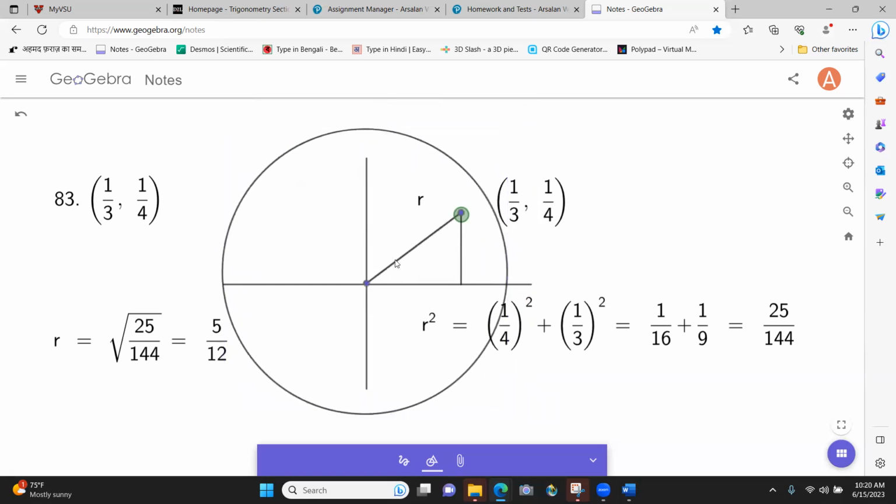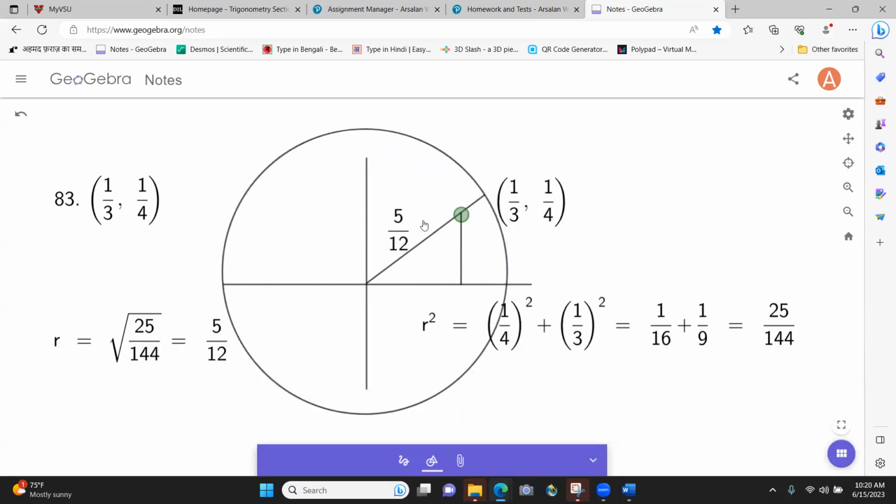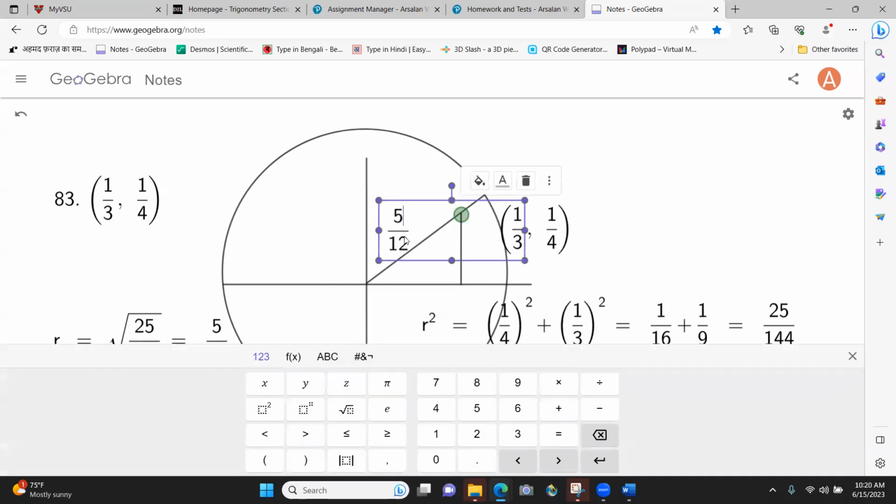Okay. Now this line is going to extend out, right? This point is, I'm going to write 5/12 here, which is smaller than 1. And this green point is this. And my pink point is the one on the unit circle, okay? That's what I'm really interested in.